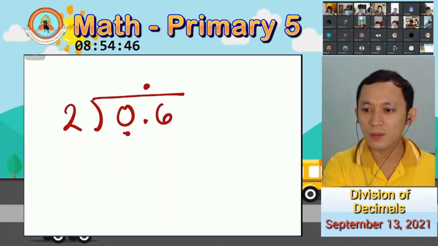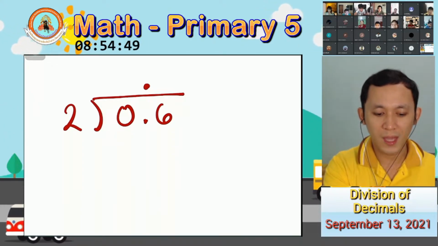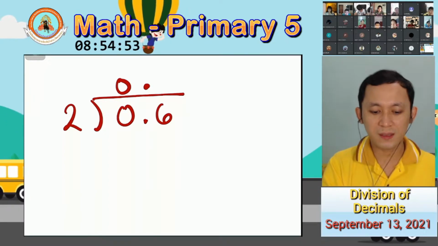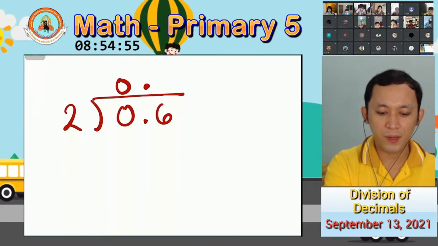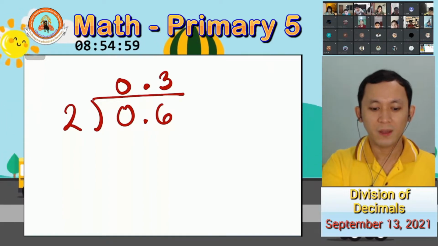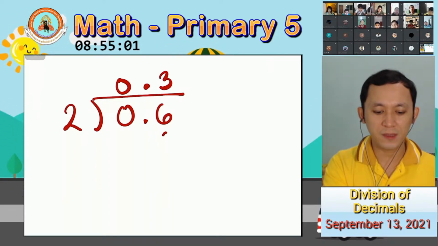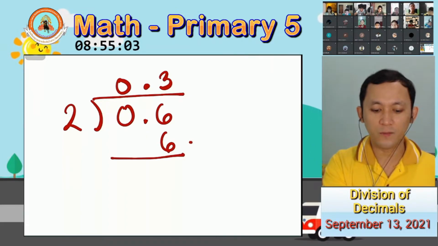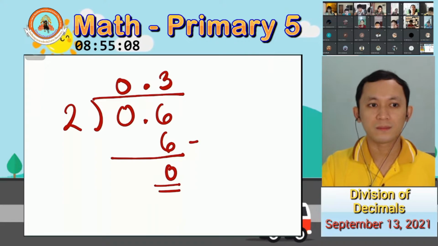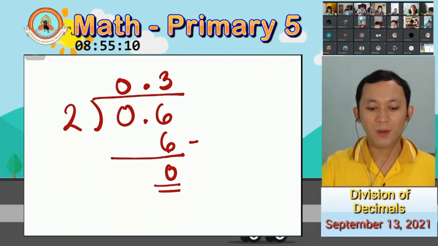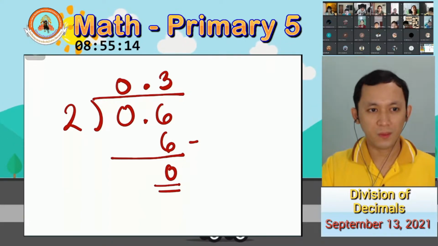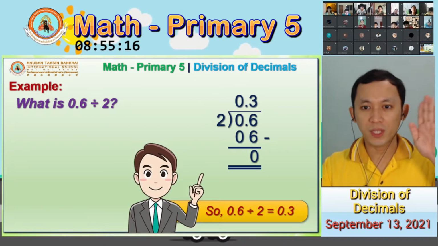So 0 divided by 2, we have 0. Next, we have 6. 6 divided by 2, we have 3. Take note, our decimal point is there already. 3 times 2, we have 6. And then if we minus that, 6 minus 6, we have 0. So our answer is 0.3. Okay, question?